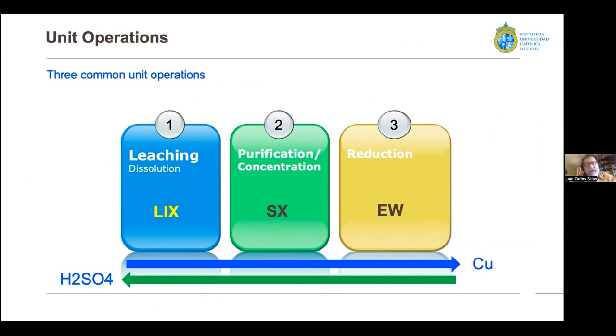Then, solvent extraction fulfills two objectives: concentrating and purifying the solution, generating an electrolyte suitable for downstream processing. This is achieved by using an organic reagent which is selective in extracting preferentially the copper ion and leaving the impurities behind. Finally, electrowinning reduces the copper in solution to metallic copper as copper cathode using an electrochemical process. Note that in this process, there is a net transfer of acid from electrowinning to leaching, and of copper from leaching to electrowinning.